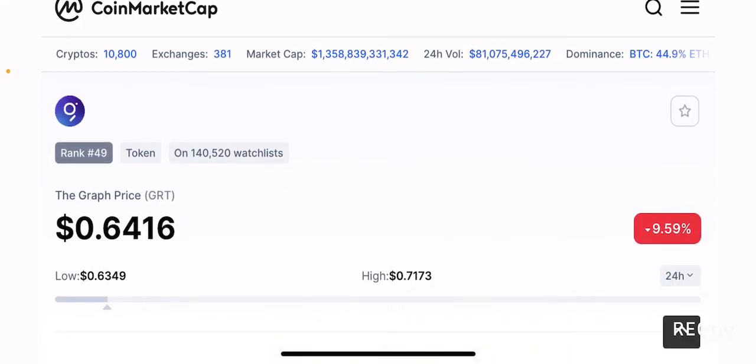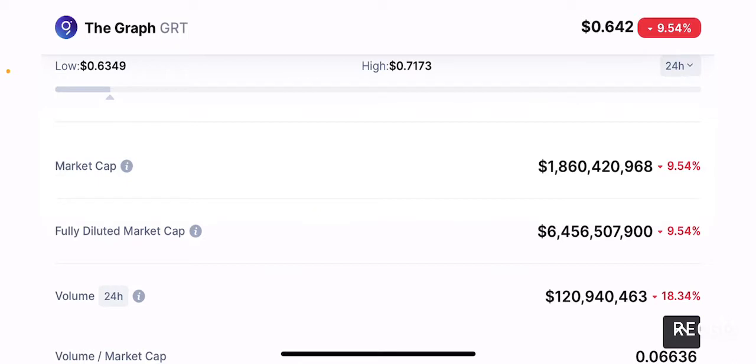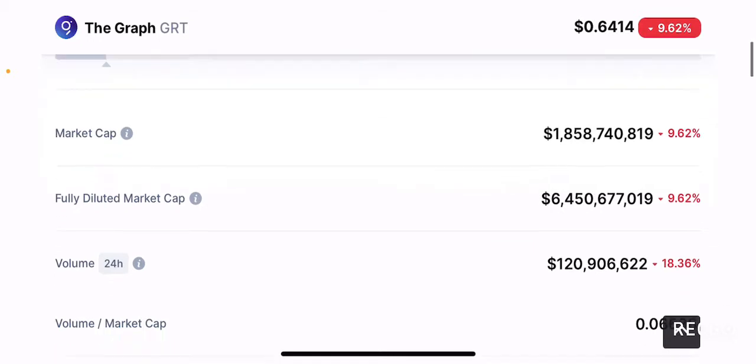So again, going back to the CoinMarketCap page, this token is currently ranked 49th on market cap by CoinMarketCap with a current trading price of 64 cents per token and a decline of 9.54% in the past 24 hours, right? So again, the market cap is only $1.8 billion. So think about how much first mover advantage this project has, and it's still less than $5 billion in market cap. So again, that's something that should tell you that this project is extremely undervalued, and that's something that you guys definitely need to understand, right, before investing in this project.